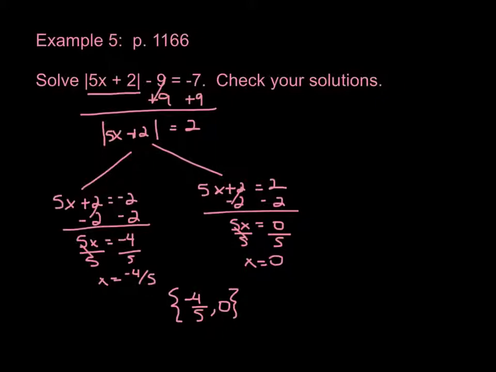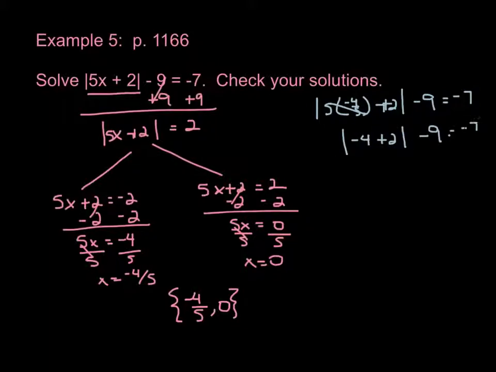And before I box my answer, I'm just going to check the solution. So I'm going to plug both of those into x. For the first one, I have the absolute value of 5 times negative 4/5 plus 2, minus 9 equals negative 7. So I'll work inside the absolute value. The 5's cancel. So I have the absolute value of negative 4 plus 2 minus 9 equals negative 7. The absolute value of negative 2 minus 9. The absolute value of negative 2 is 2. And 2 minus 9 is negative 7.